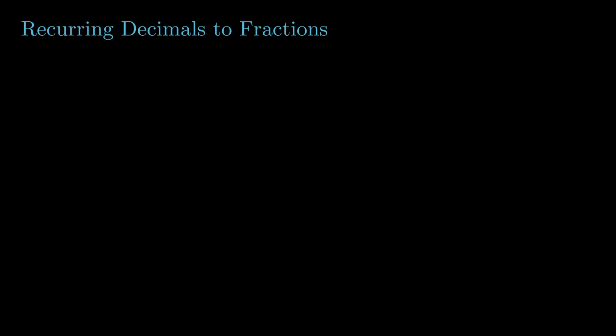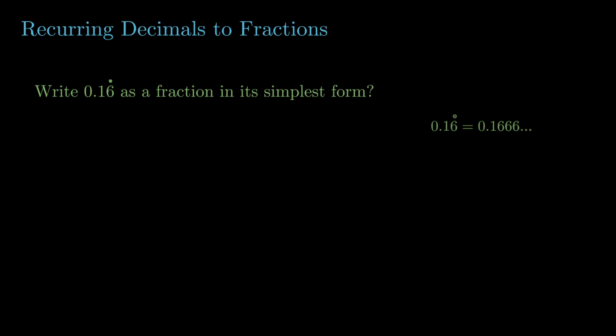We'll now be moving on to the third example. This question is slightly different, and it says write 0.16 with a 6 recurring as a fraction in the simplest form. So we've got to do the same steps as before. Firstly, 0.16 recurring is equal to 0.16666. As you can see, the 6 is recurring.